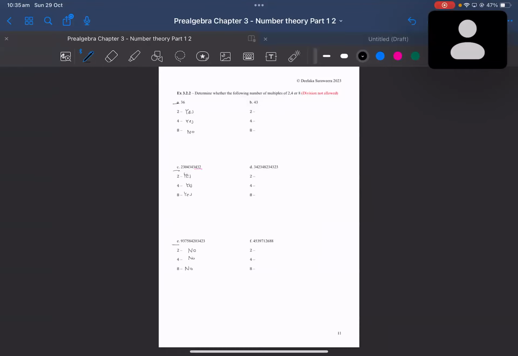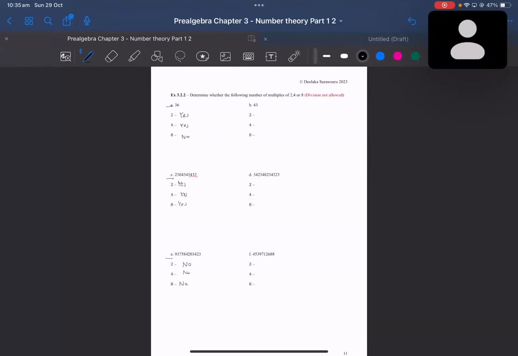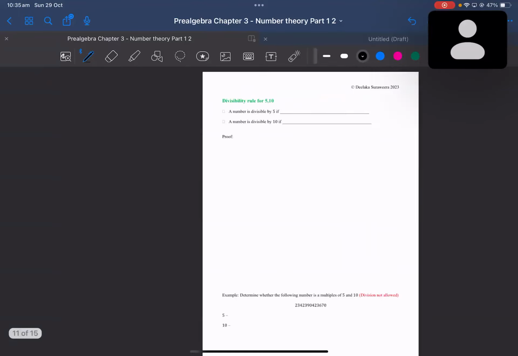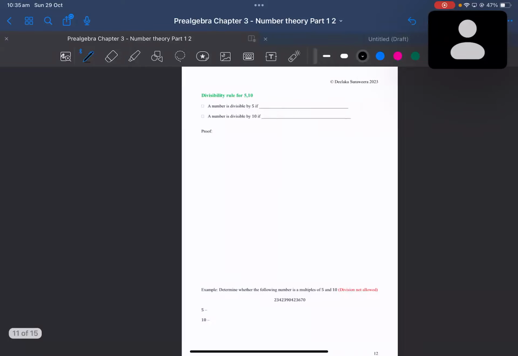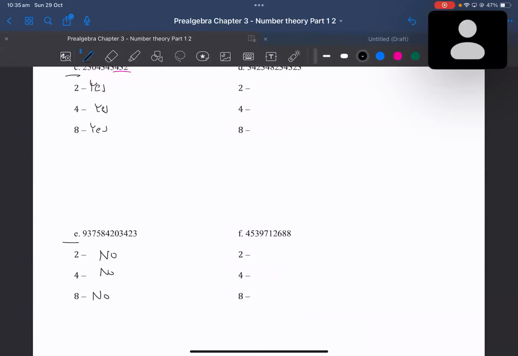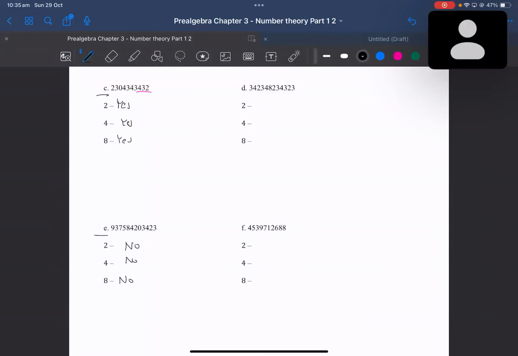Actually, I figured out if the last digit is odd, then it can't be divisible by 2, 4, or 8. If it's odd, none of them will work, right? If it's not 2, it doesn't work for the other 2 as well. So if you hit a no early on, the rest is going to be no as well. If you hit a no at 4, the rest is also going to be no, because if it's not a multiple of 4, it can't be a multiple of 8 either.